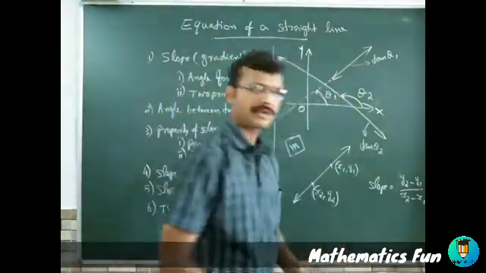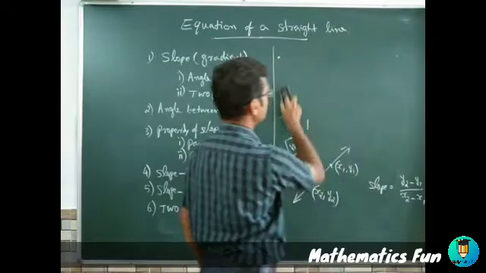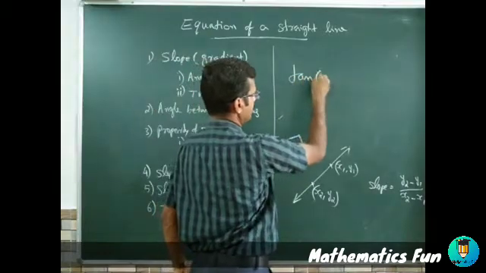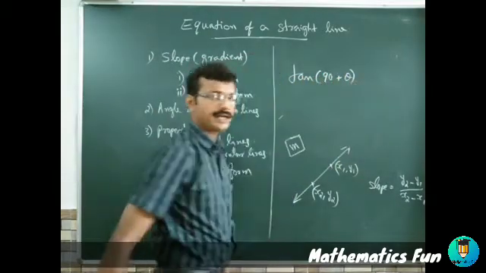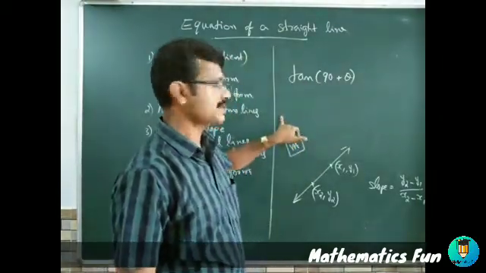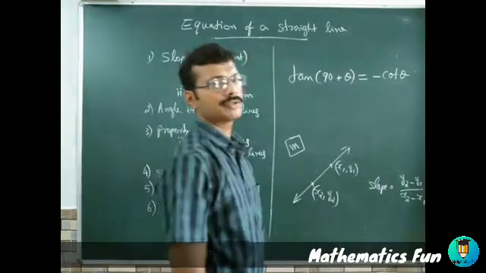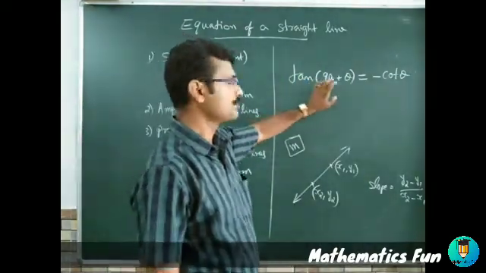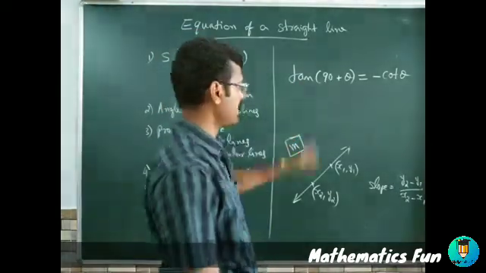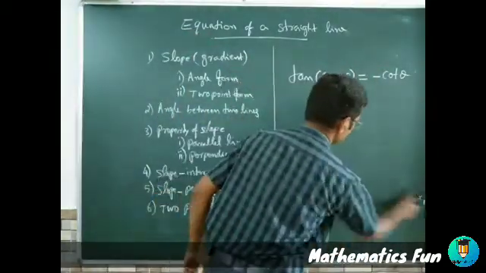One trigonometric result we also need in this part, which we will study in detail later. That is, what is tan of 90 plus theta? You studied tan of 90 minus theta, which is cot theta, and tan of 90 plus theta will be minus cot theta. This result you also need in this topic. You will study this in trigonometry in a detailed way, but at present you need this result. Tan 90 plus theta is equal to minus cot theta. So this is about the slope.